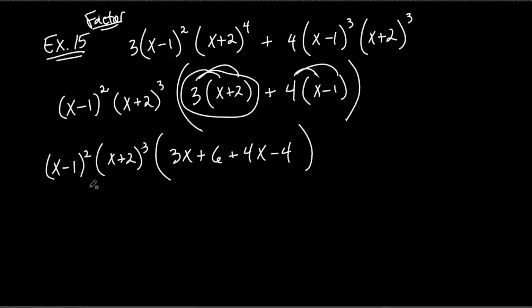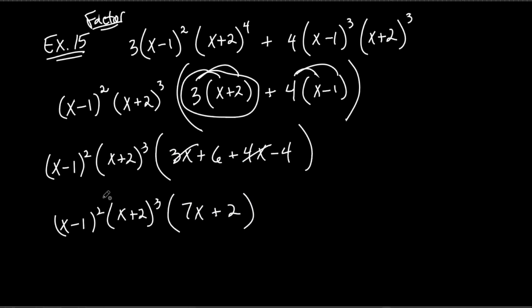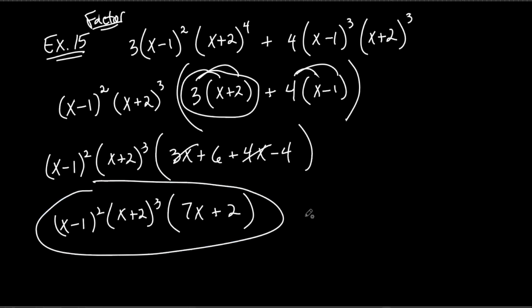Over here on the left, I'm just going to keep all that stuff exactly the same. So it's x minus 1 squared, x plus 2 cubed. All right? And then let's figure out what's left in here. Let's add some like terms. 3x plus 4x is 7x. Okay? And then positive 6 minus 4 is plus 2. And that is how you'd want to write your answer. Okay? Make sense? It's not too bad.